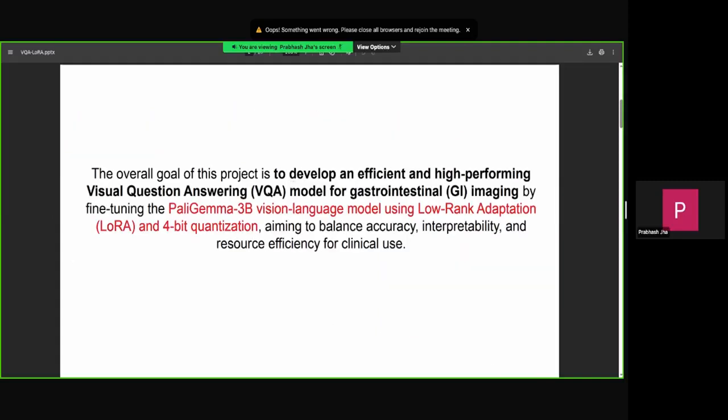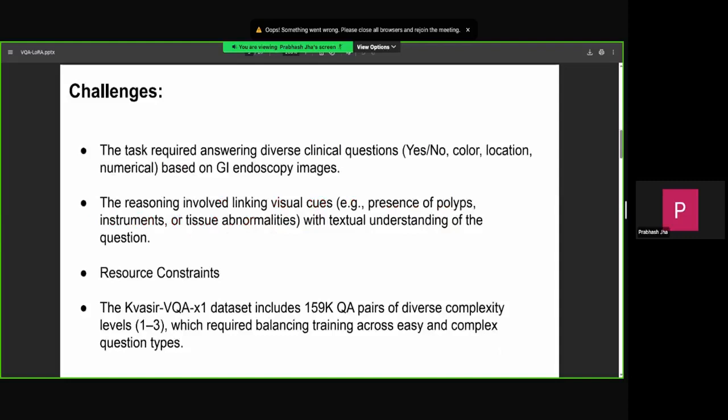So the overall goal of this project is to develop an efficient and high-performing VQA model for GI imaging by fine-tuning the PaliGemma 3B vision language model using LoRA and 4-bit quantization, aiming to improve accuracy, interpretability, and resource efficiency for clinical use.